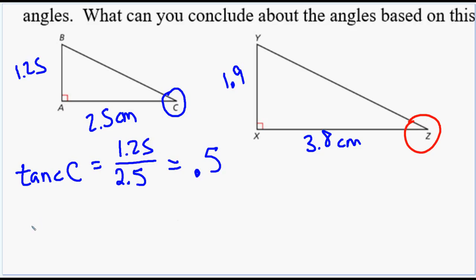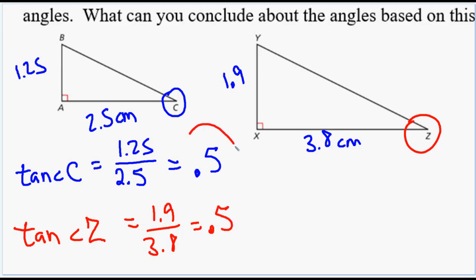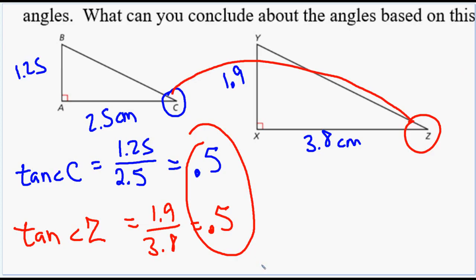Now we're over here at Z. The tan of angle Z is opposite 1.9 over adjacent 3.8. Divide that on the calculator, you get 0.5. So the tan values are the same between these two angles on those two triangles. So what can we conclude? We can conclude angle C is congruent to angle Z. There we go. I hope this geometry video was helpful.